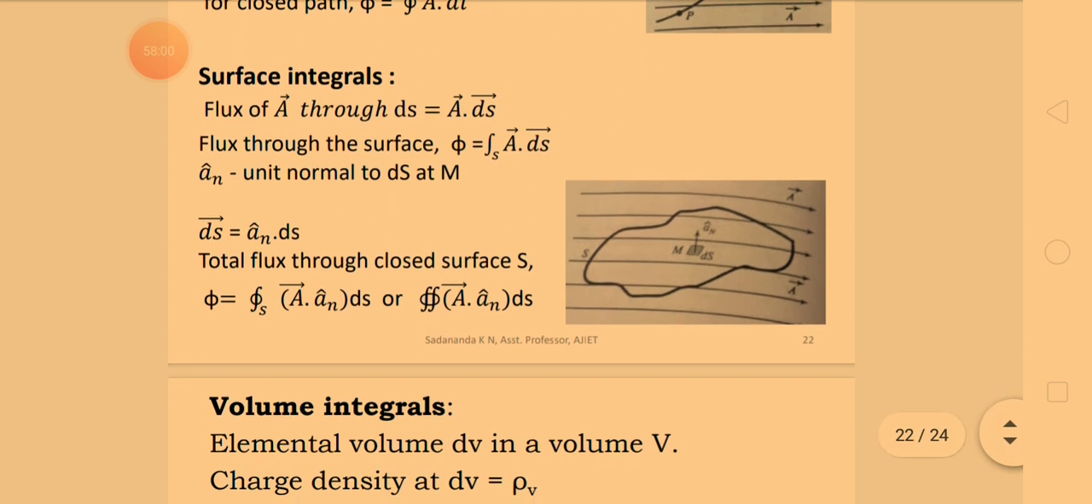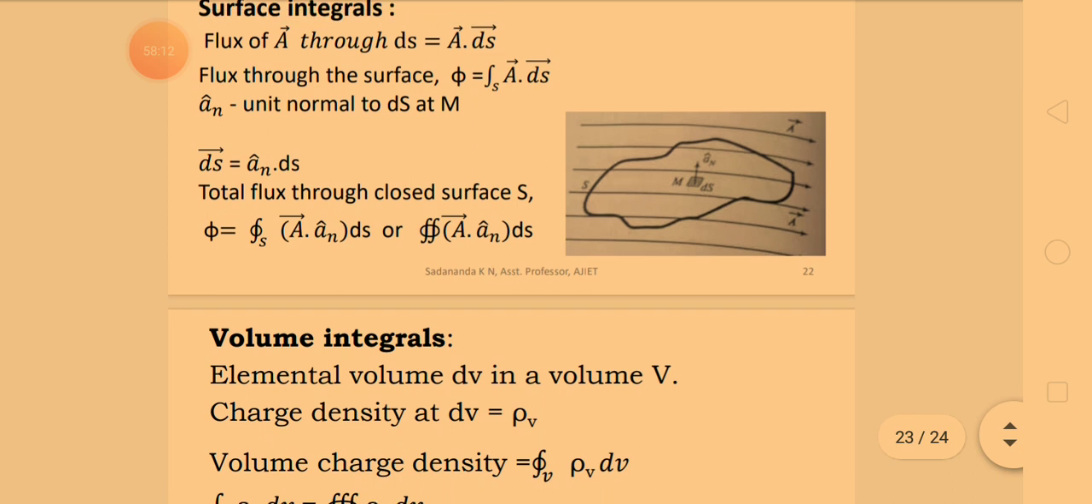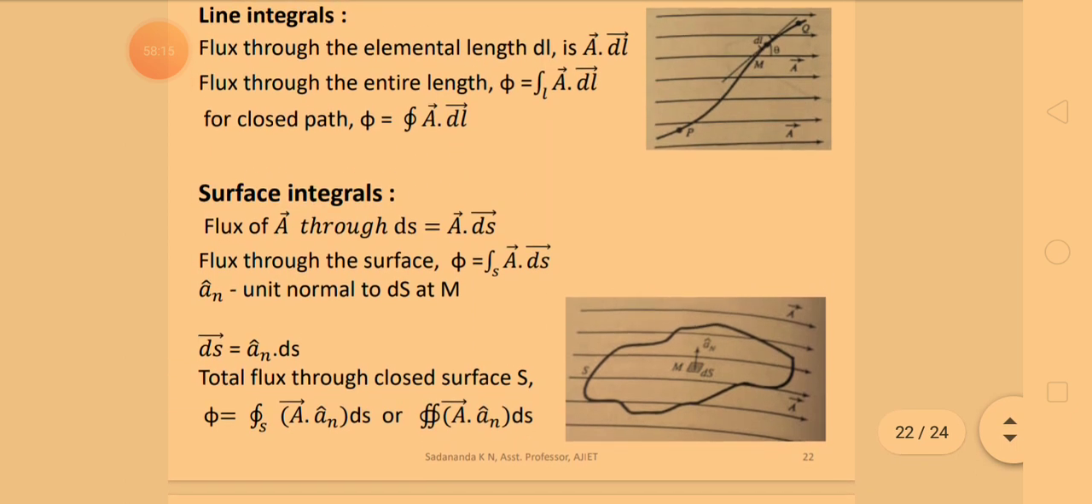Next concept is surface integrals. Surface integrals can be explained by considering the surface area S in the vector field vector A. So, this surface is assumed to be made up of a large number of elementary surfaces. Whatever the surface, you can see the picture there, the big surface is considered, in which very small elemental surfaces are there. So, that together constitute the total surface.